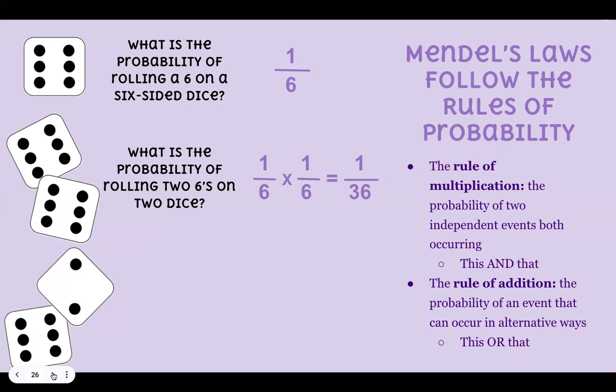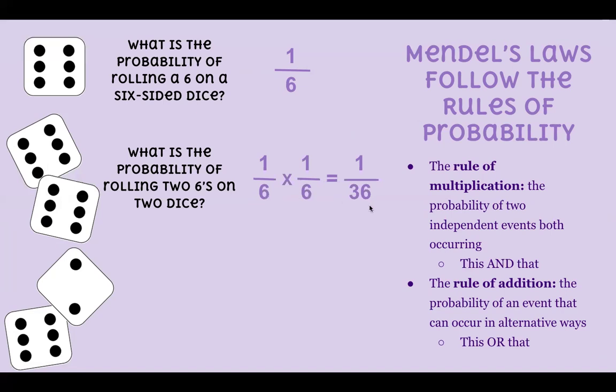Okay. Well, the probability of rolling a 6 is 1 over 6. The probability of rolling a 6 again is also 1 out of 6. And because I want a 6 and a 6, I'm going to use the rule of multiplication. So I'm just going to multiply these two fractions.